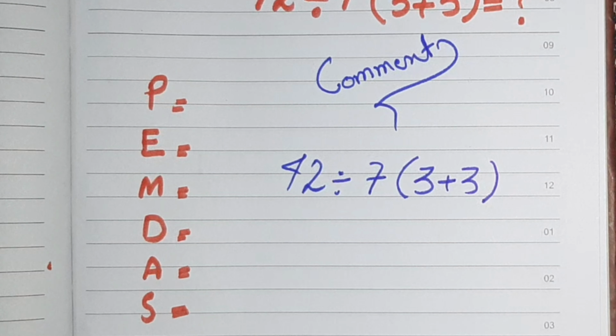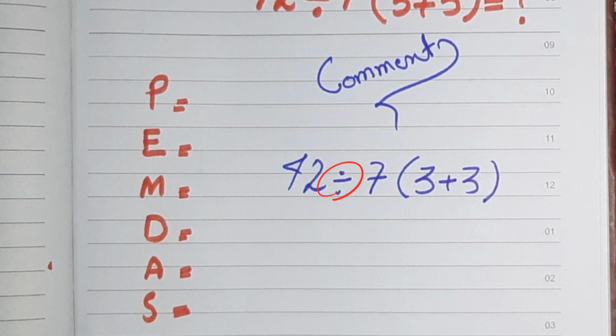All right. In this expression, we have one division, one multiplication, and one parenthesis. Inside this parenthesis, we have one addition. Here we have a multiplication because in mathematics, when a number is placed next to parenthesis, it means multiplication, and we usually don't write the multiplication sign for brevity.